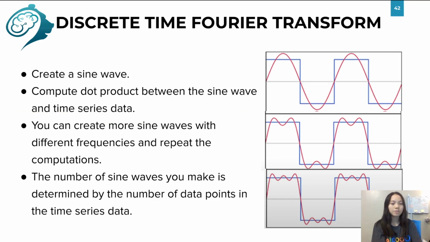In this case, you will obtain a dot product between both signals, and then the process continues by creating another sine wave with a different frequency. You keep continuing this with sine waves of different frequencies, and again you compute the dot product between both signals and get a different response. You continue by generating more sine waves, and the number of sine waves you create is determined by the number of data points in the time series data. You will obtain at each iteration different forms of these sine waves, and you will try to approximate the original signal, which in this example is this square wave.